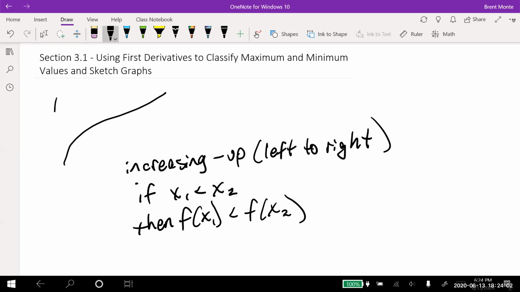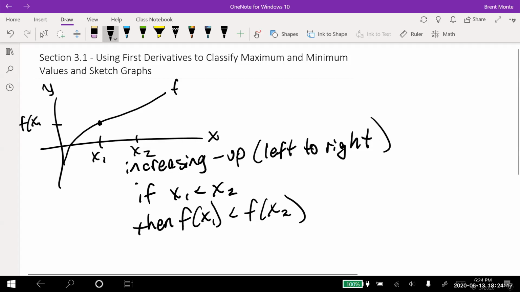And essentially all that's saying is if I have my x and y axes here, and this is the graph of f, here's x1, here's x2. So we see x1 is less than x2. Well, f of x1, which is the y value, is less than f of x2. So that's all that's saying. I've got an increasing graph. So as I go left to right, the y values are getting higher and higher.